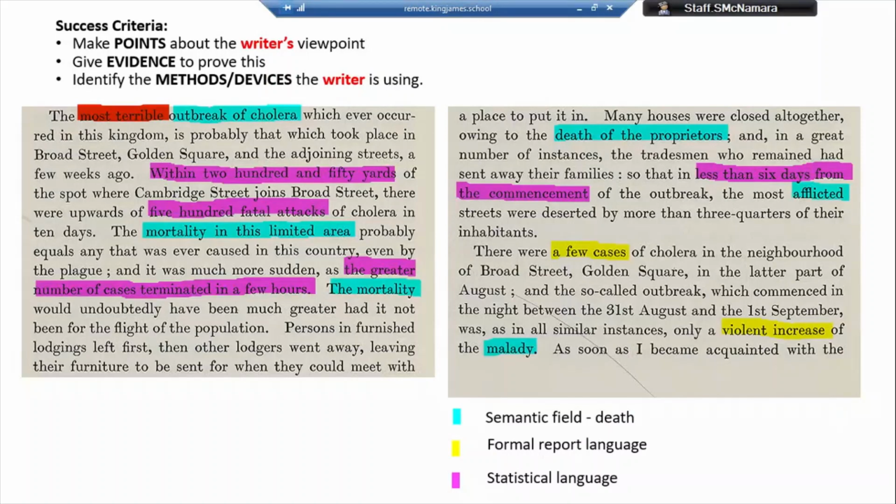We've got a reference to the number of attacks, 500 fatal attacks. The greater number of the cases terminated in a few hours, so references to time there. And again, a reference to a longer period of time, less than 6 days from the commencement. So that use of way of measuring things fairly accurately shows that formal tone to this particular writer. So very much his point of view is one that is professional and not detached, but certainly not particularly emotional.